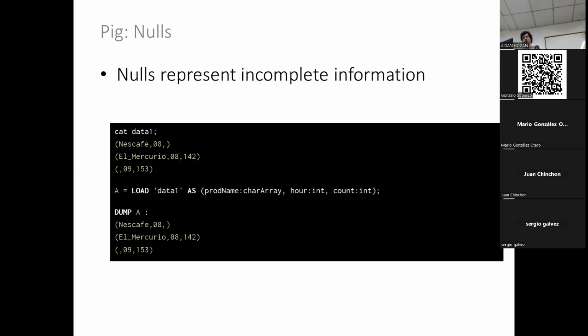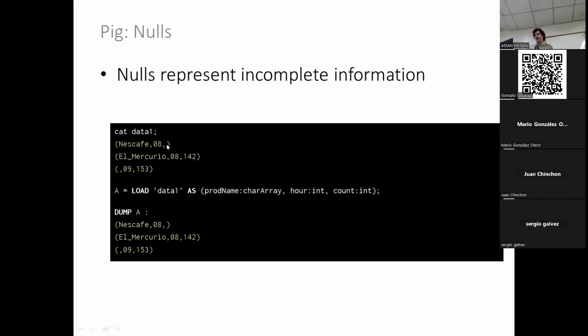Maybe sometimes values are deliberately suppressed. Maybe sometimes values just do not exist. It's not just incompleteness, but maybe some product has no price or has never been bought, or at any hour of the day, whatever it might be. So here we have some data. Here we see the representation for nulls. Essentially, they're just the empty string in Pig, in the normal Pig syntax.